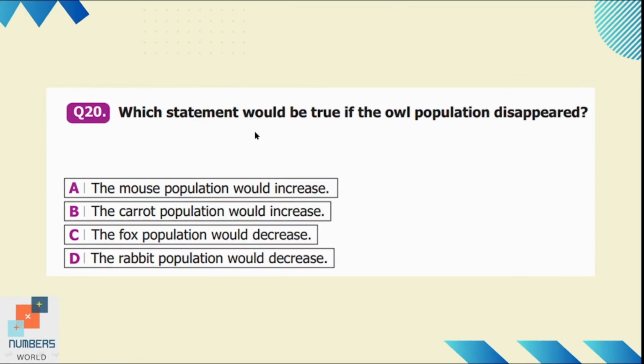Question number 20. Which statement would be true if the owl population disappeared? Option A, the mouse population would increase. B, the carrot population would increase. C, the fox population would decrease. D, the rabbit population would decrease.